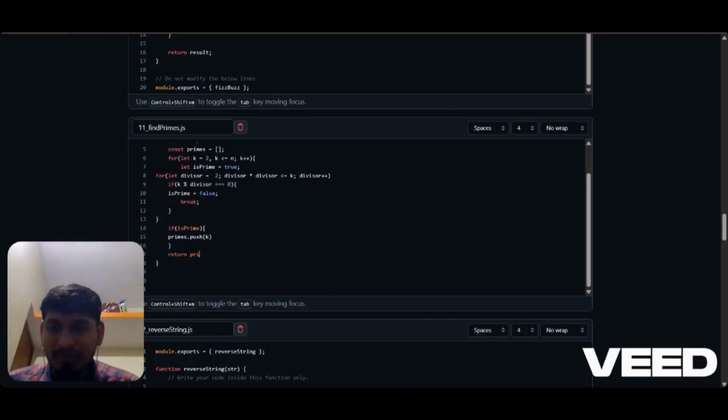For this, the time complexity is O(n) with a nested loop with a square root bound, and the space complexity is O(n), storing the prime numbers into this array.